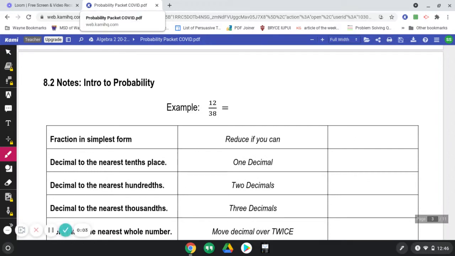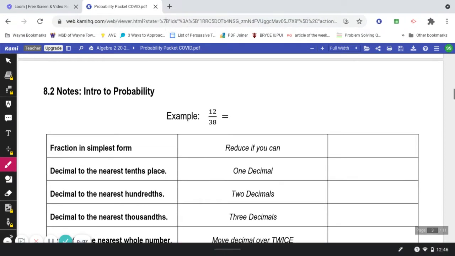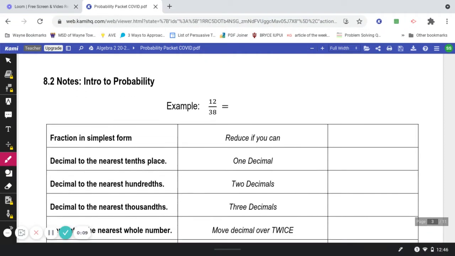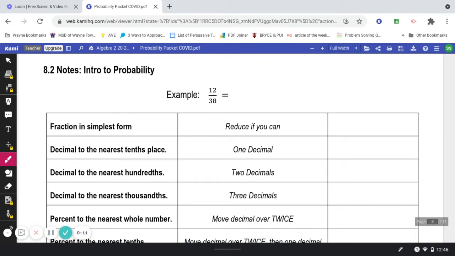These are the 8.2 notes for Algebra 2. We're going to be talking about probability today. So the first thing we want to do is just refresh how to work with fractions, decimals, and percents.